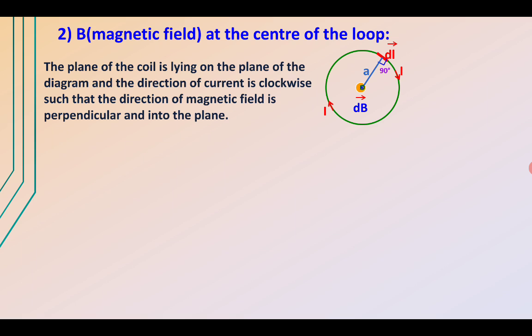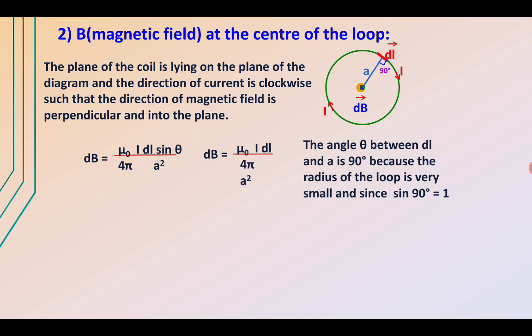And as we had discussed, the plane of coil is now lying on the plane of this figure along this coil. So the direction of current is clockwise such that the magnetic field is perpendicular into the plane, that is the field lines are entering the plane here. So applying the Biot-Savart's law, dB is equal to mu naught I dl sine theta upon 4 pi a square, or as the theta is 90 degree, the magnetic field is mu naught I dl upon 4 pi a square. In order to find out the total magnetic field, we need to integrate this.